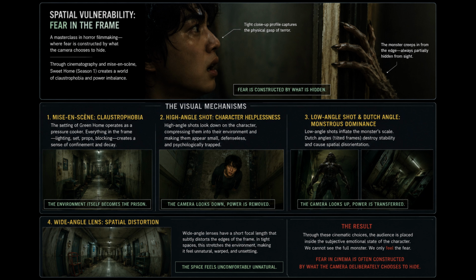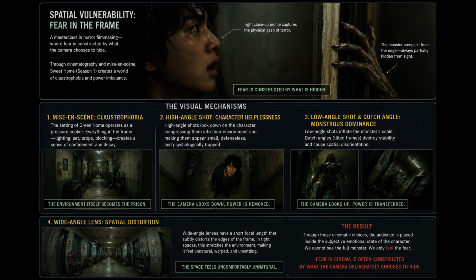This creates a powerful cinematic effect known as the reverse gaze. Instead of the protagonist looking out at the world, the monstrous gaze penetrates the domestic space, transforming the survivor from an observer into a helpless target. The window frame no longer protects; it suffocates.